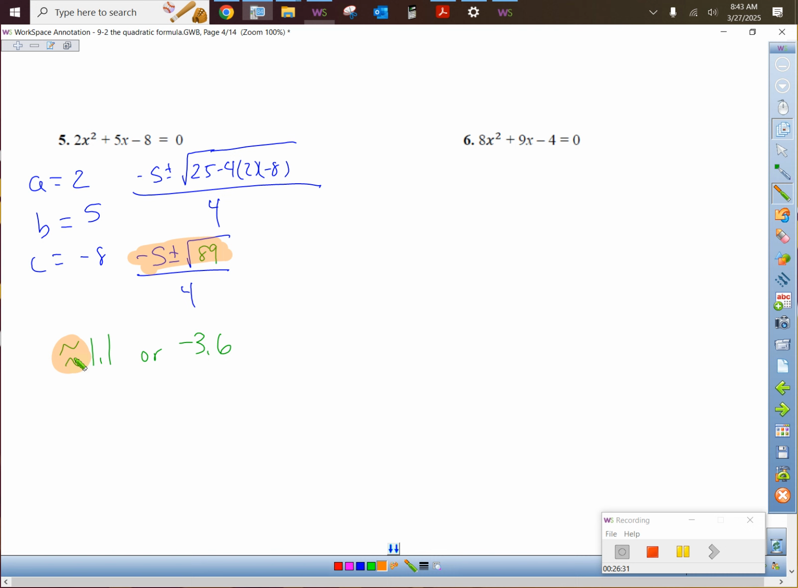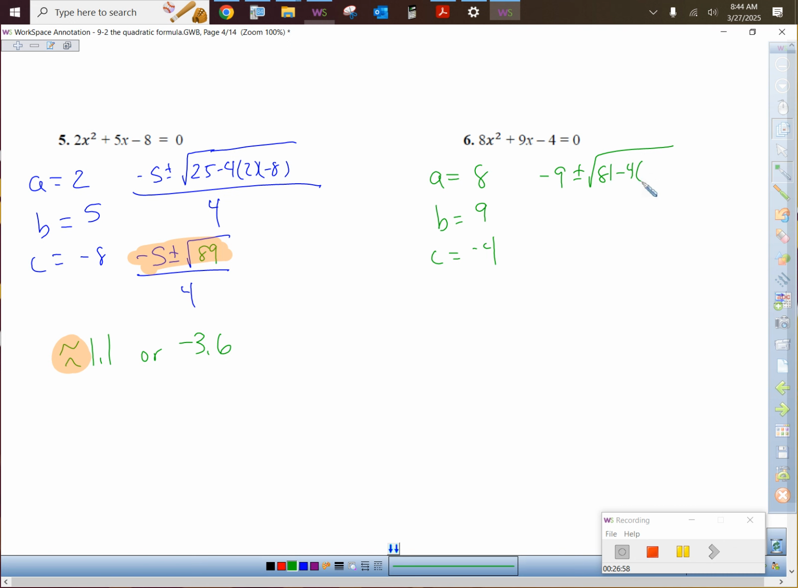Let's see if we can set number 6 up correctly. Solve with the quadratic formula. And then see if your setup, you got the numbers in the right place. Did you get the numbers in the right place? And if so, find the discriminants.